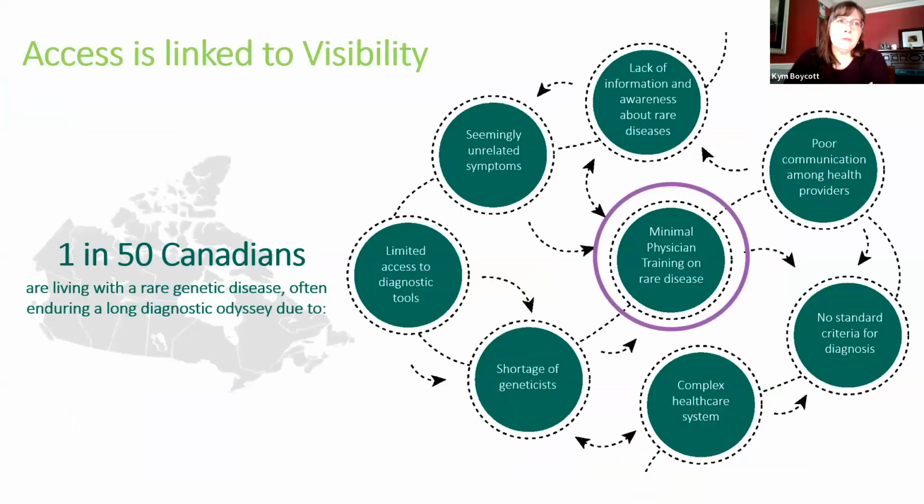But what we really began to recognize, and certainly this is what we hear from the patient organizations, is that access to this type of testing is linked to visibility. And you can see there on the right that there are all kinds of reasons that even though patients are living in a very developed country like Canada or Australia, with a reasonably good healthcare system, they sometimes can still have issues with access due to many factors, including the fact that they may not be recognized in the healthcare system as potentially having a rare genetic disease. We estimate that about 1 in 50 Canadians are affected with a rare genetic disease.